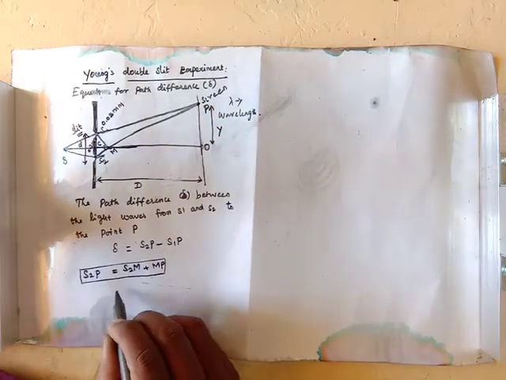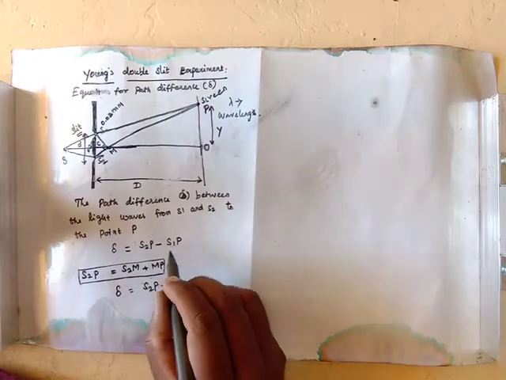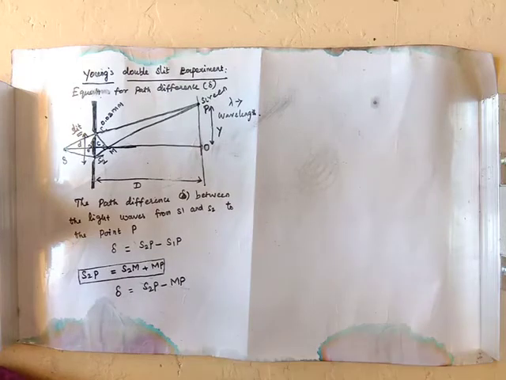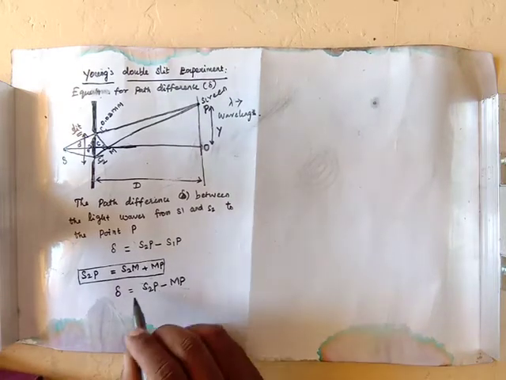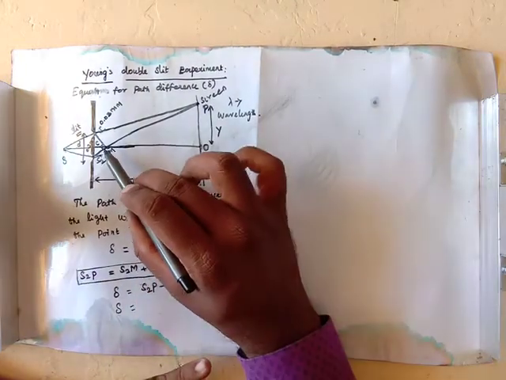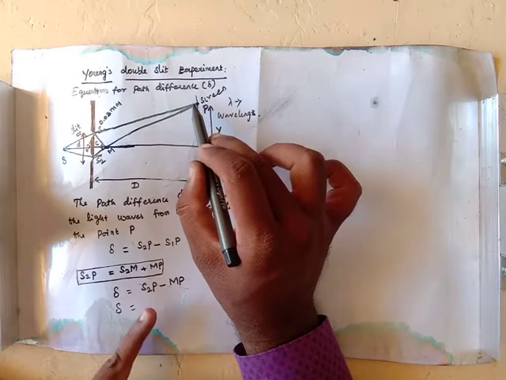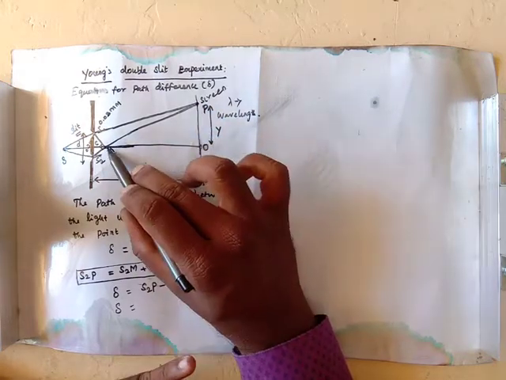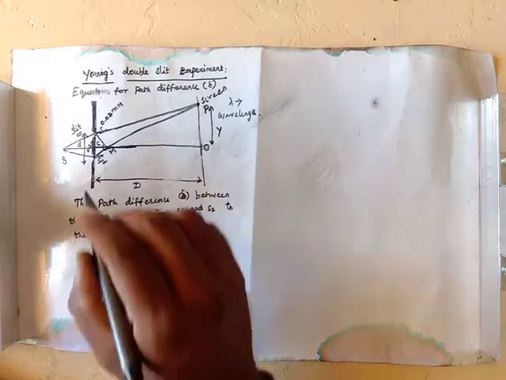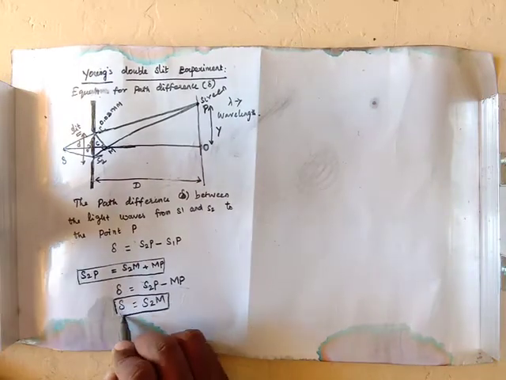Substituting this in the equation, we can write delta is equal to S2P minus S1P, and S1P is equal to MP. So S2P minus MP can be written as S2M, the remaining value. So the path difference delta is equal to S2M.